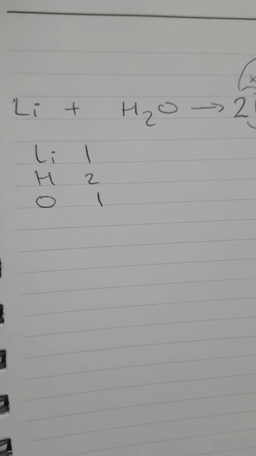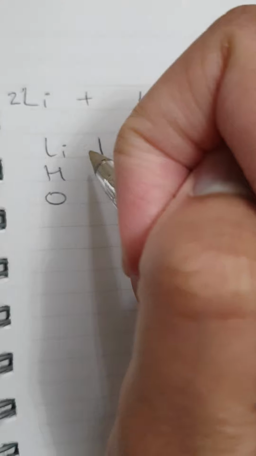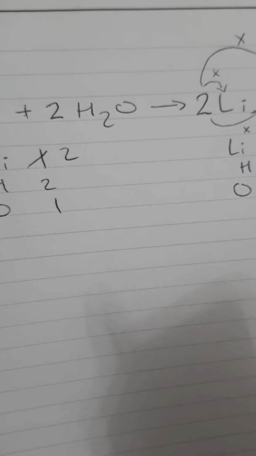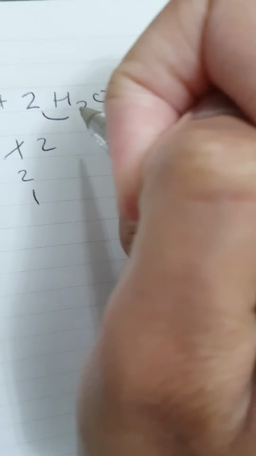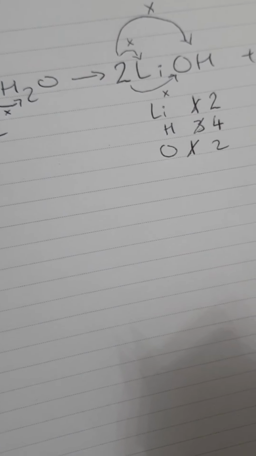So what I can do now is there's 2 Li's on this side, 1 Li on this side. So I'm just going to put 2 in front of Li, so that makes that 2. So now our Li's are balanced, 2 and 2. I'm going to put a 2 in front of H2O to balance my hydrogens. So 2 H2, 2 times 2 gives me 4, and there's 4 hydrogens on the right hand side as well.